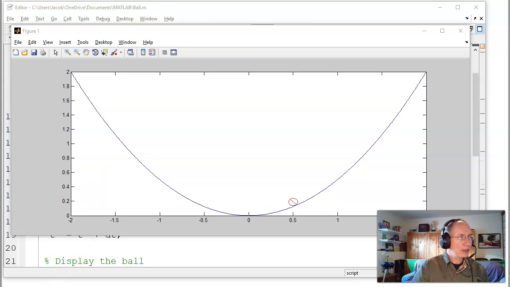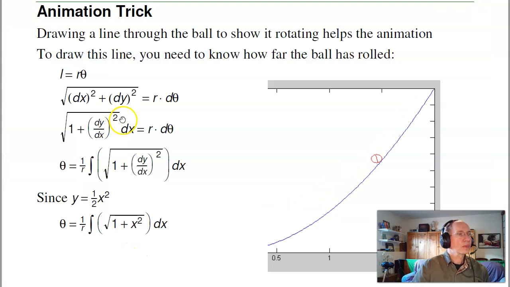Now to do that, I'll do the following trick. The length that's traveled along the bowl is r times theta. At any given instance, I know the velocity x dot. I can calculate y dot. Again, y is 1/2 x squared, y dot is 2x x dot. So I know this term. I know x dot, so I'll then integrate 1 over r times the integral of the square root of 1 plus y dot squared times dx.